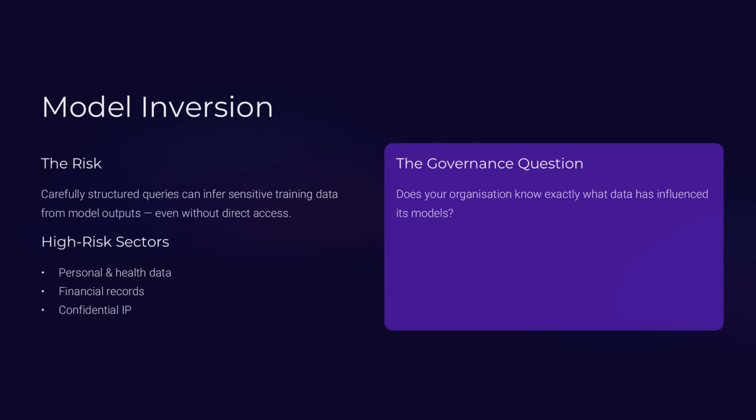This risk is particularly significant in sectors dealing with personal data, health information, financial records, or confidential intellectual property. From a governance perspective, this demands strict evaluation of training data sources. It demands testing for data leakage. It demands assurance mechanisms before deployment. You must ask yourself, does your organization know exactly what data has influenced its models?